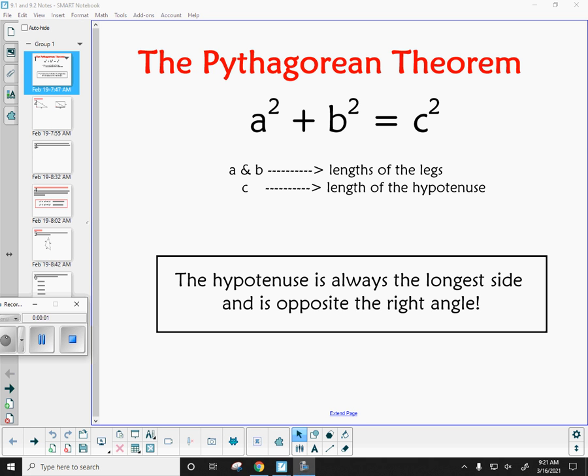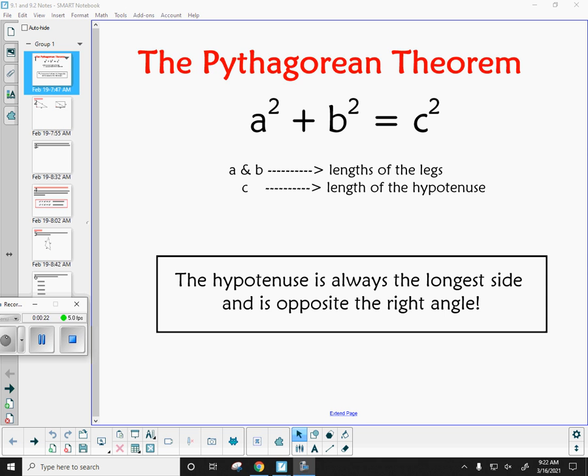Okay, so we're going to revisit the Pythagorean theorem just a tiny bit, because now that you're all into the 45-45-90s and 30-60-90s, people want to use those two formula triangles on every triangle. But I want to remind you, not every triangle is 45-45-90 or 30-60-90.